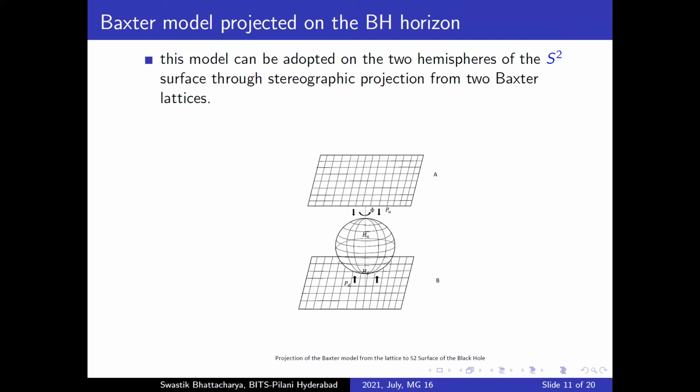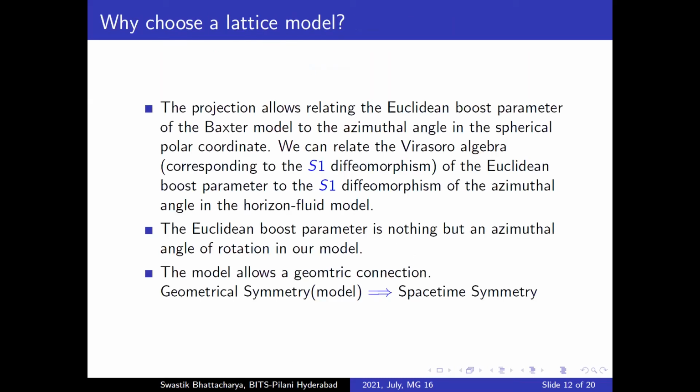has this diffeosymmetry around the same angle. What do I mean by that? What I mean is there is a diffeosymmetry in this lattice around this angle phi. If you make a rotation with phi and then you construct a diffeosymmetry around that, the lattice model remains unchanged. Its Hamiltonian. So what is happening is something pretty interesting. This model is allowing us a geometric connection. The geometrical symmetry of the model leads to the space-time symmetry, which is the azimuthal symmetry of the angle phi. So this is actually the reason why we chose the Baxter model.